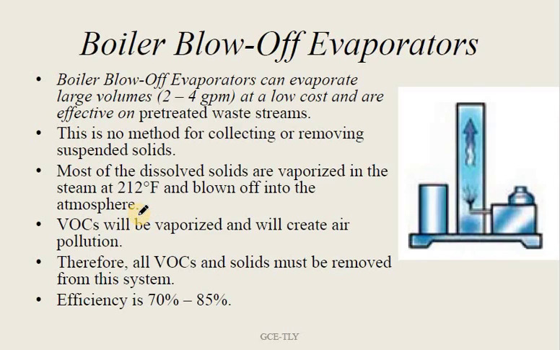Next is boiler blow off evaporator. So this can evaporate very large volumes of wastewaters at a low cost and is effective in pre-treated waste streams. There is no method for collecting or removing suspended solids in boiler blow off evaporators also. Here most of the dissolved solids are vaporized in the steam at 212 degrees Fahrenheit and blown off into the atmosphere. So those are left into the atmosphere and it is not condensed back. If VOC is vaporized, the same problem happens here, and all the VOC must be removed before bringing it to evaporation. So here the efficiency is 70 to 85%.